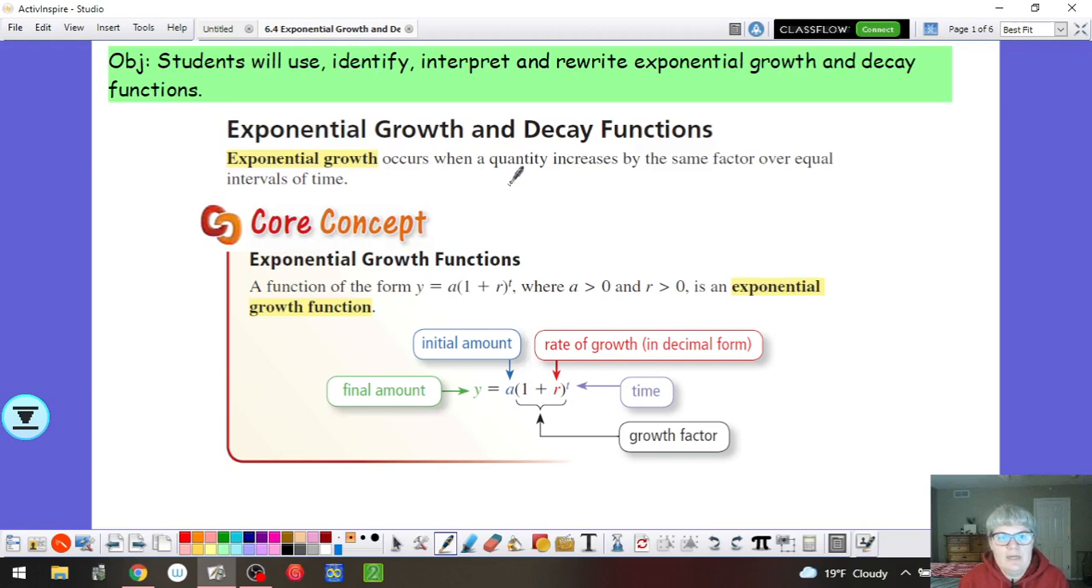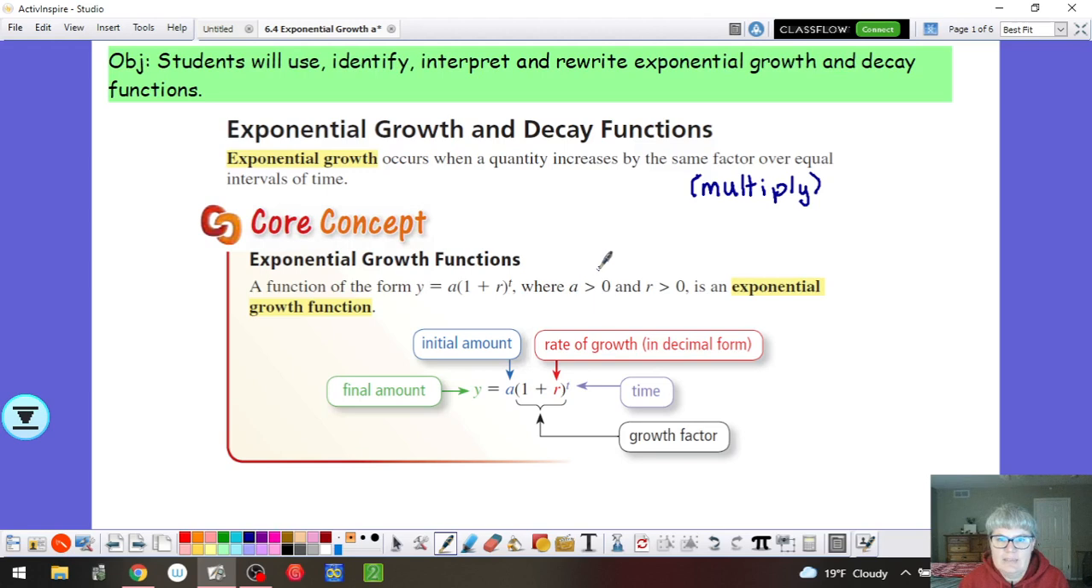We begin with exponential growth, which occurs when a quantity increases by the same factor, and when we see the word factor, we need to think multiply, over equal intervals of time. So we're going to multiply a value over and over and over again. This function takes on the form y equals a times 1 plus r to the t.